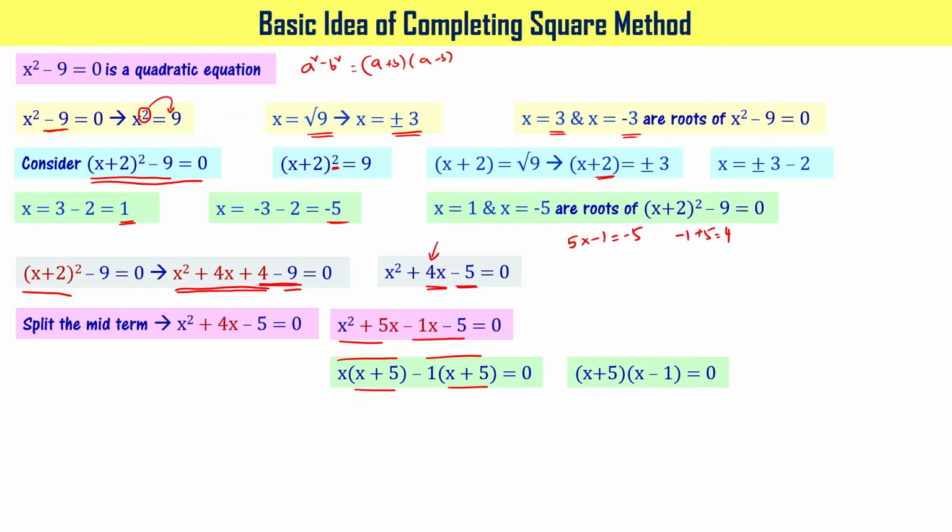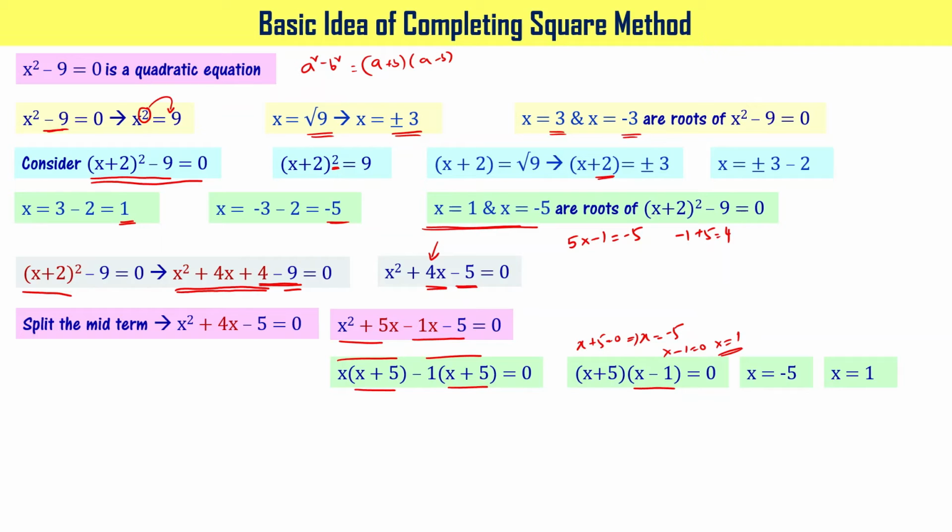You have two roots. One is x plus 5 equal to 0, right? It means x equal to minus 5, right? And other root is x minus 1 equal to 0. It means x is going to be 1. So the two roots are x equal to minus 5 and x equal to 1. This is what we have obtained earlier also, right? But the approach is slightly different, right?